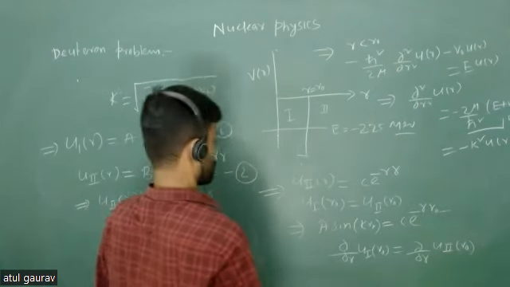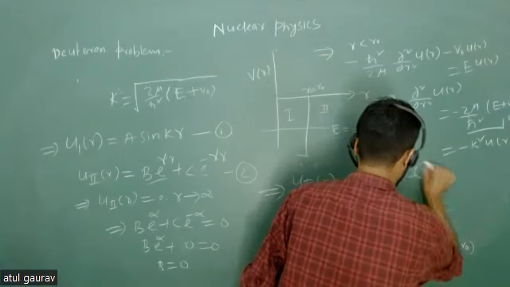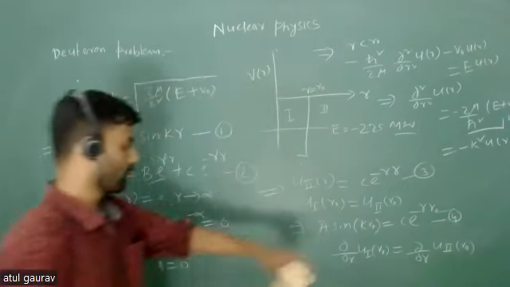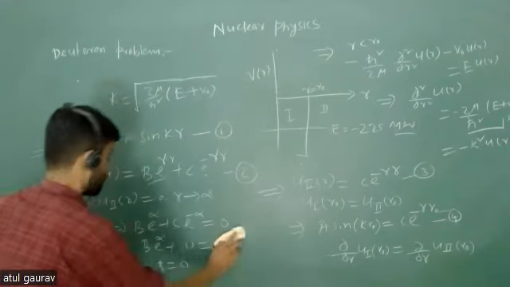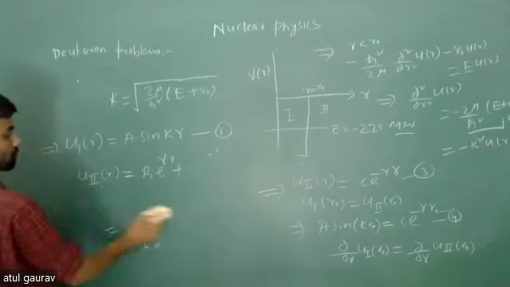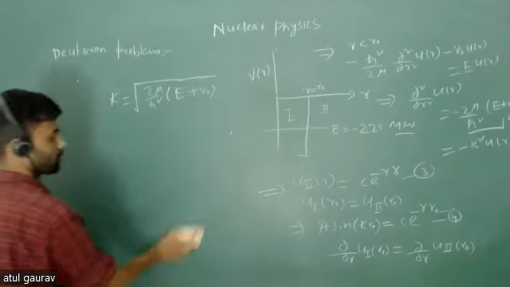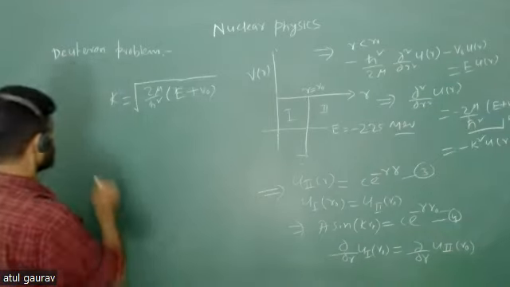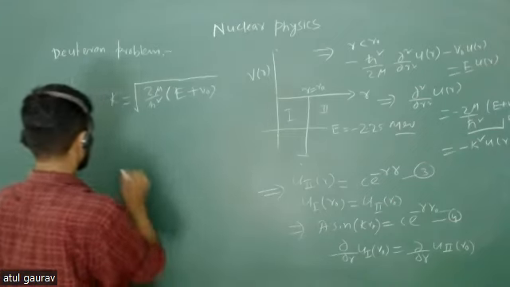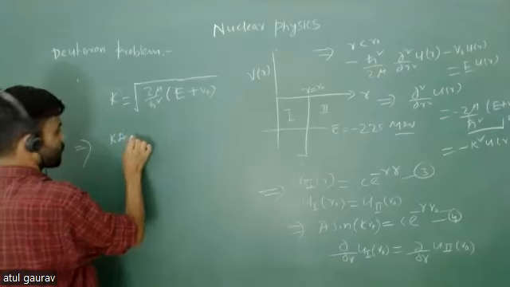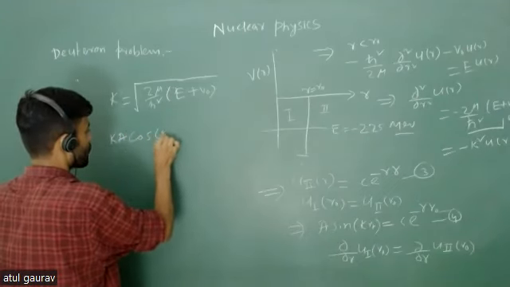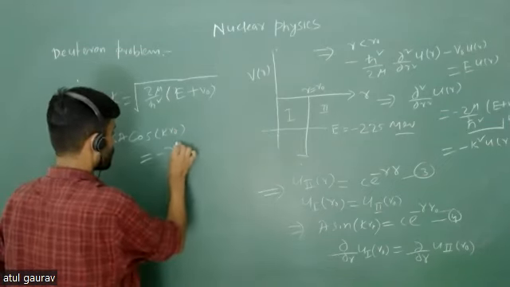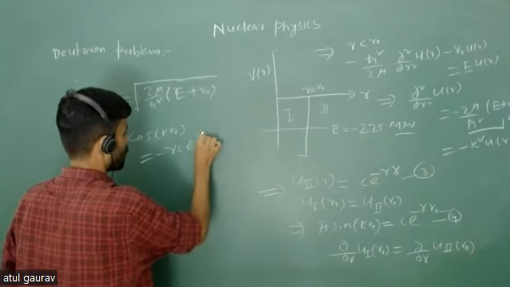Let us call this equation number 3, and this is 4. Tell me what will be that value? Sir, k cot(k r0) equals minus gamma. Good. So on the left hand side it will give you k A cos(k r0), equals minus gamma C exponential of minus gamma r0.